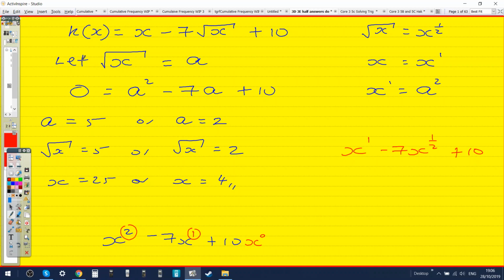You always let the smaller one be equal to some dummy variable just to help you solve it, and then you unlet it back. You can do it without the let thing, but it's a bit more straightforward, I think. Okay. Any questions there? No, thank you.